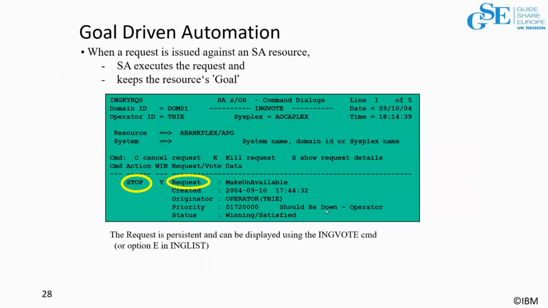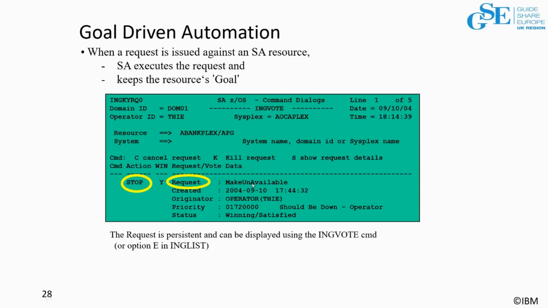And if you put an E for vote, I don't know why, you can see whether any votes have been issued against that resource. So here we are. The stop command we issued 2 screens ago is translated into a vote. The operator has issued a vote to make this application group unavailable. You can see it's a stop request to make it unavailable.